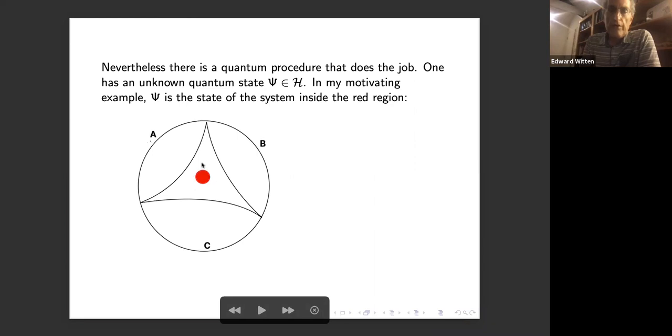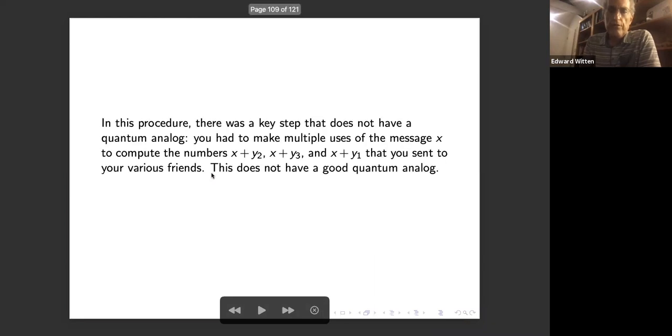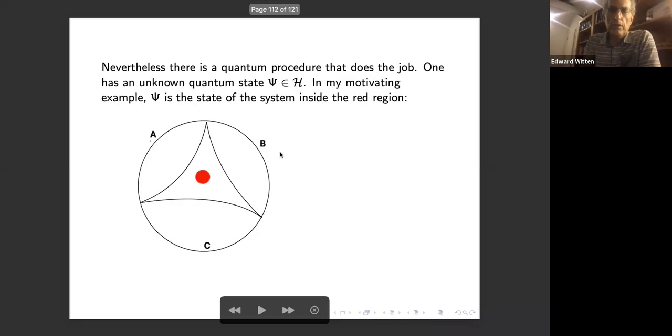So the holographic duality is playing the role that you played here, where you encrypted the message in all these random numbers and sent them to the three friends. So the three friends correspond to regions A, B, and C. The message is whatever's inside the red region. And the one who's doing the encoding is gravity and anti-de Sitter space. And the code by which the message is transmitted to the boundary is just the bulk boundary duality of anti-de Sitter space.